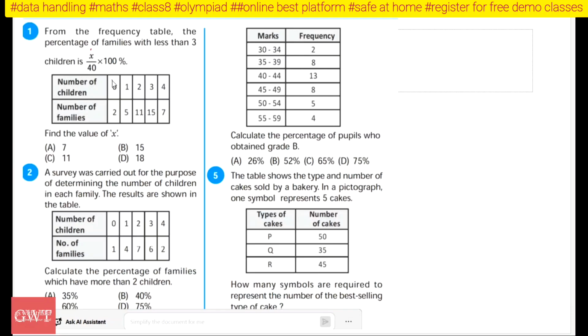Now see, number of children is 0, number of families is 2. Number of children is 1, number of families is 5. Number of children is 2, number of families is 11. So they are talking about less than 3. So how many children can I opt?